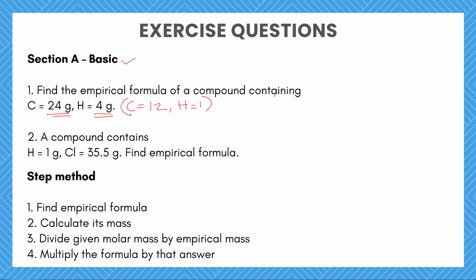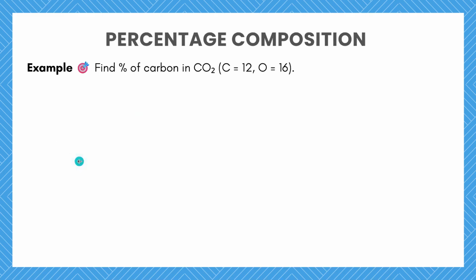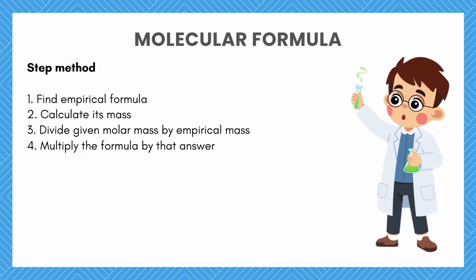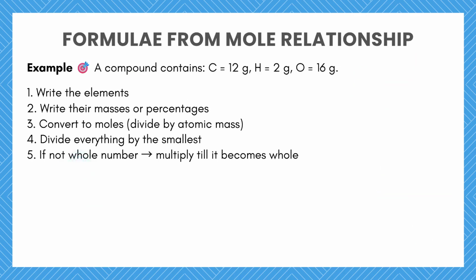To find the empirical formula of a compound, the first thing to do would be to write down the elements. Let me backtrack a bit and show you the rules for those of you who may be watching this video for the first time. We have a number of rules for finding the empirical formula of a compound. We write the elements, write their masses or their percentages, then we convert to moles by dividing with the atomic mass, and then we divide everything by the smallest. And if it's not a whole number we arrive at, we multiply and keep multiplying till it becomes whole.